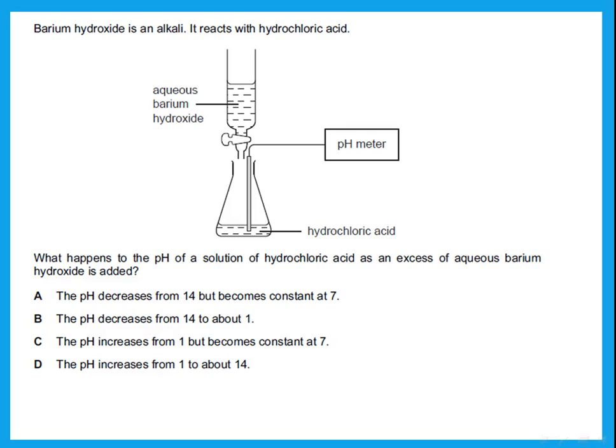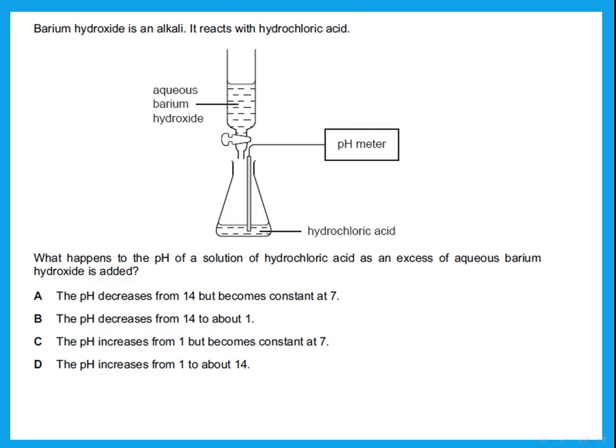Barium hydroxide is an alkali. It reacts with hydrochloric acid. What happens to the pH of a solution of hydrochloric acid as an excess of aqueous barium hydroxide is added? So remember, he's saying excess. So we're starting with hydrochloric acid.